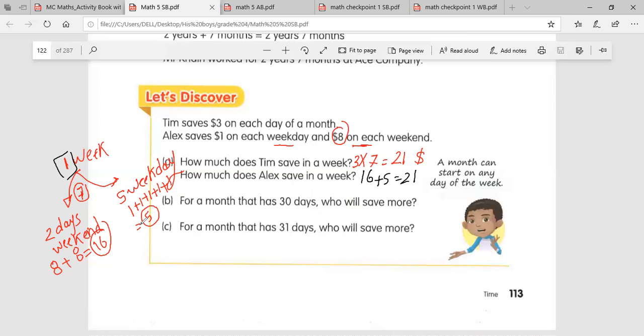The first one, okay. The next: for a month that has 30 days, who will save more? A month. We speak about a month, not about a week. In each week they save the same amount, but I ask you about a month. For a month that has 30 days, who saves more? Okay, we can illustrate it like this.